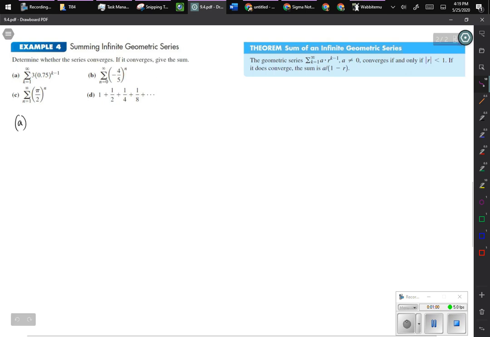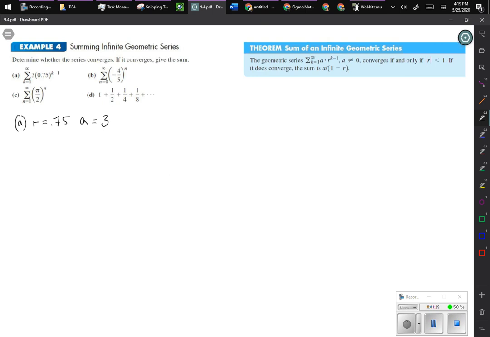All right, let's look at A. Notice here we have a common ratio of 0.75, and if I plugged in a 1, this would just become 0.75 to the 0, which means that the first term is 3. Now, with that said, let's write a couple of these things down. So my common ratio is 0.75. My a, or a sub 1, would be 3.